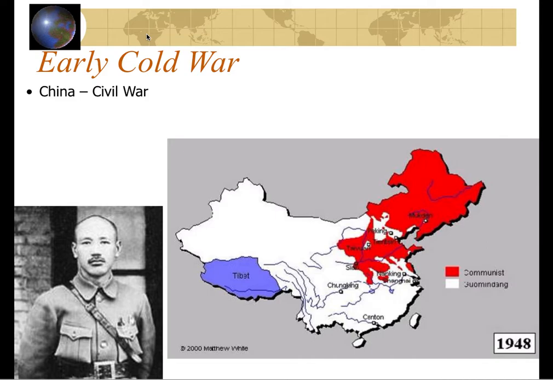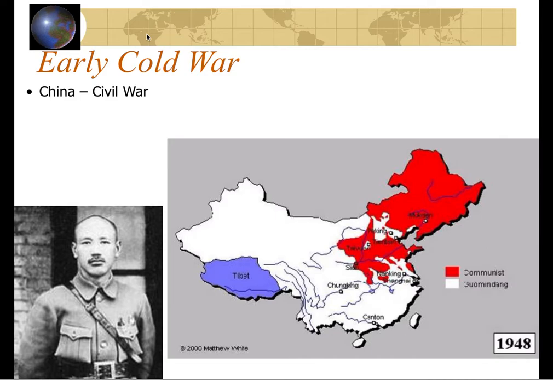Well, what happens right after the war is that a civil war, we could say, breaks out, but it was really resumed. The Kuomintang, the Nationalist Party, had been engaged in a civil conflict with the Communist Party. And so the Nationalist Party was getting a lot of funding from the United States, but had not used that funding very effectively.